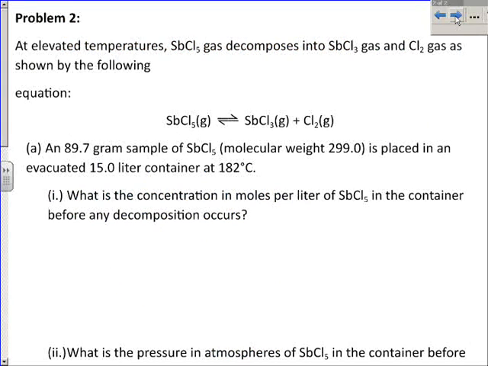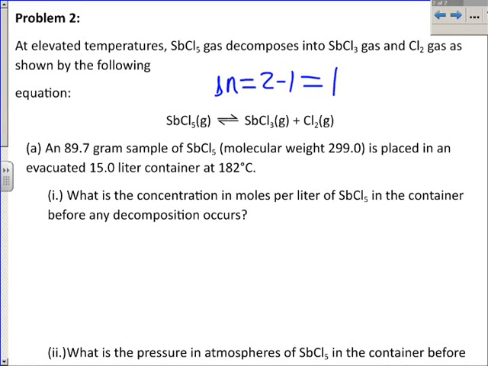Now, next problem, problem number 2. At an elevated temperature, SbCl5 decomposes into SbCl3 and Cl2 gas by the following equation. So once they're giving us this reaction, notice I've got a gas system again, so one thing I can take a look at here is our delta N. That's going to equal 2 minus 1. So the delta N here is also 1.